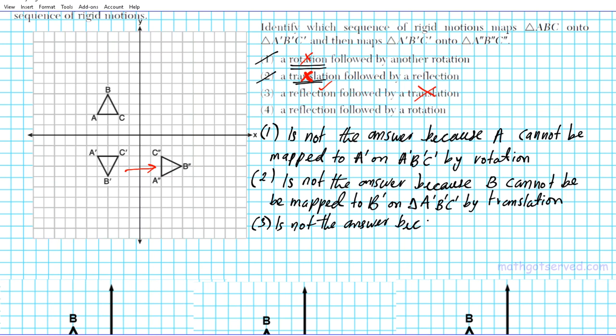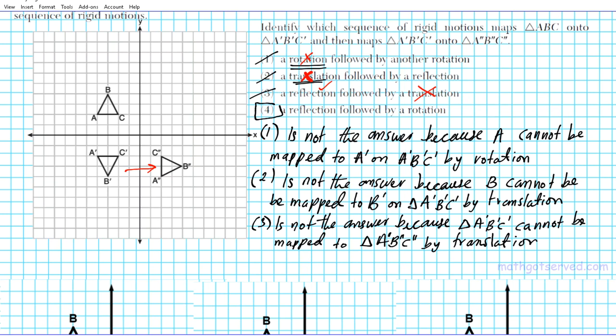Because triangle A prime, B prime, C prime cannot be mapped to what? It cannot be mapped to triangle A double prime, B double prime, C double prime by translation. It's impossible. Okay? Alright, so number 3 is not the answer. By elimination, we can automatically see that the answer is option number 4.